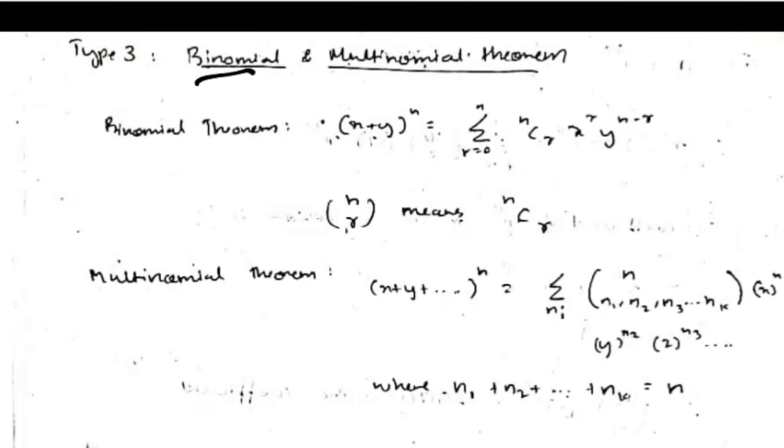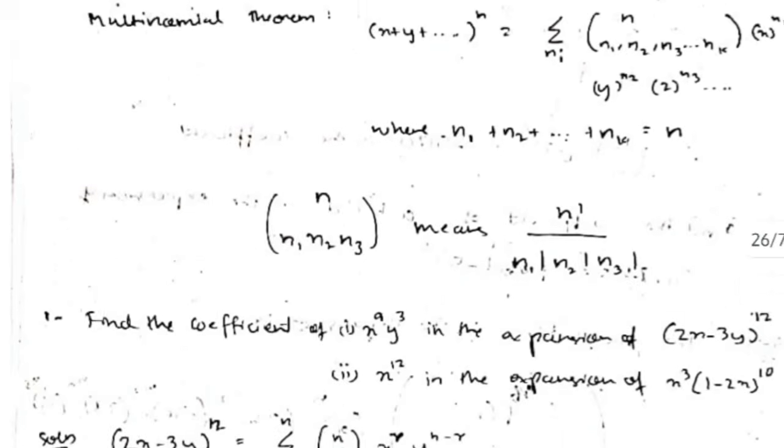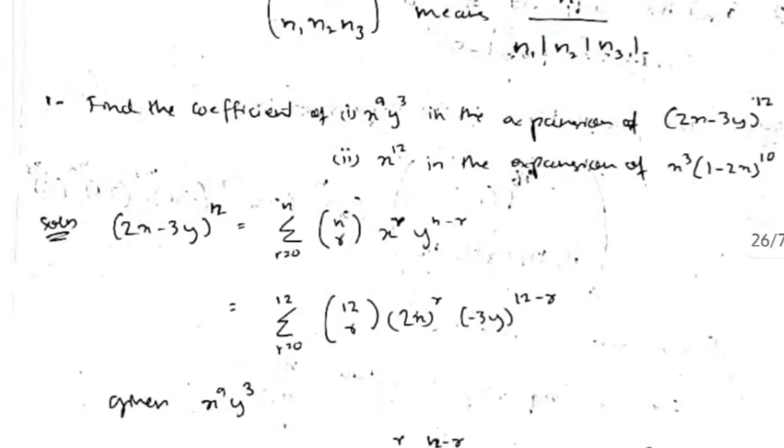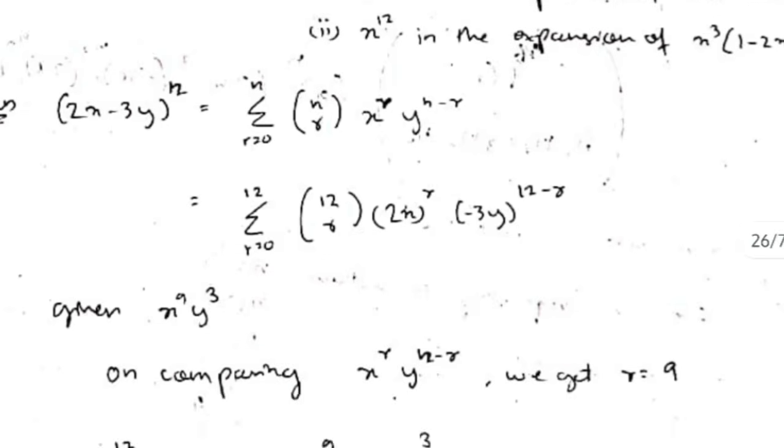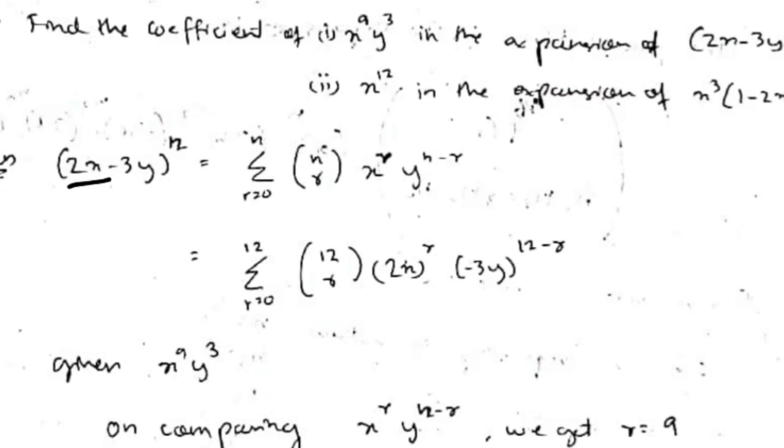Before moving on with the binomial and multinomial theorem, remember these formulas, okay. We will be using these formulas. Now see here, the first question is we have to find the coefficient of x power 9 and y cube in the expansion of this term, okay. This is the binomial theorem because 2 terms are given, so we have to use the binomial theorem formula. We have been given raised to 12, so n is equal to 12, okay. We have to find the value of r.